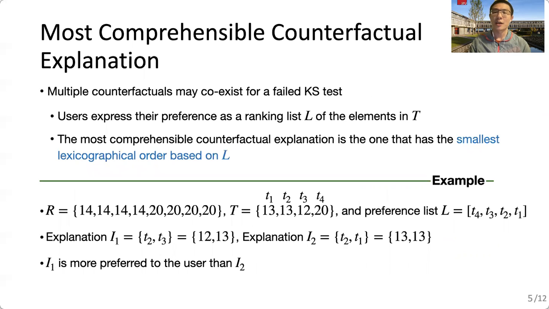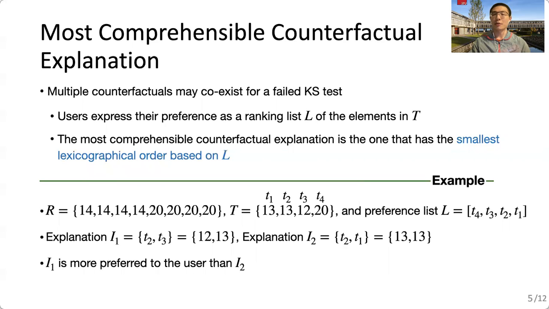Due to Rashomon effects, multiple counterfactuals may coexist for a failed KS test. Simply presenting all counterfactuals may overwhelm users, and is also computationally expensive. A desirable idea is to return the most preferred explanations to the users. In our work, users can express their preference as a ranked list L of the elements in T. The data points having smaller ranks in L are more preferred by the user. The most comprehensible counterfactual explanation is the one that has the smallest lexicographic order based on L.